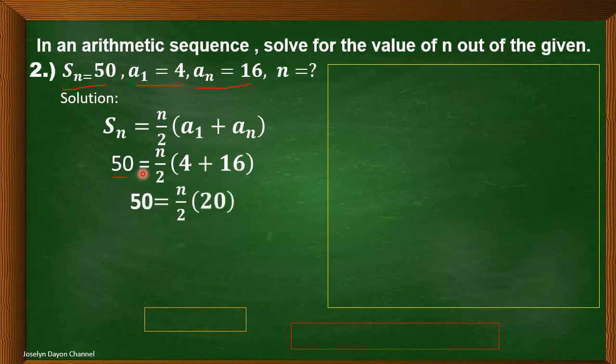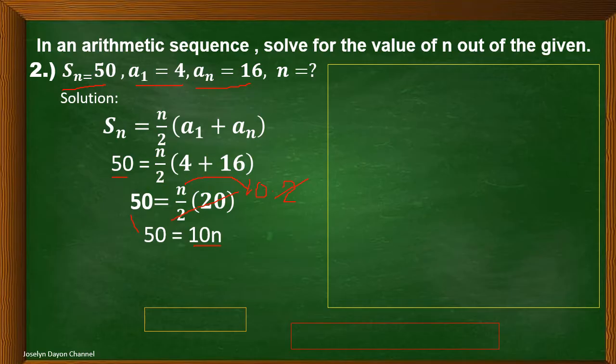Simplify further, so we have 4 plus 16 equals 20. Just bring down 50 as well as n over 2. Now, we have to multiply n over 2 by 20. So you can multiply n times 20, that is 20n divided by 2, and we have 10n. You can also factor out 20 as 10 times 2. So we can cancel out 2 in the denominator and 2 here. So what is left is n times 10. So n times 10, we have 10n, and bring down 50.